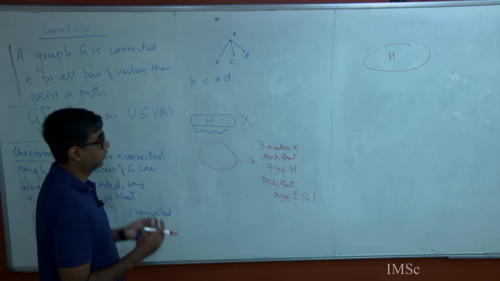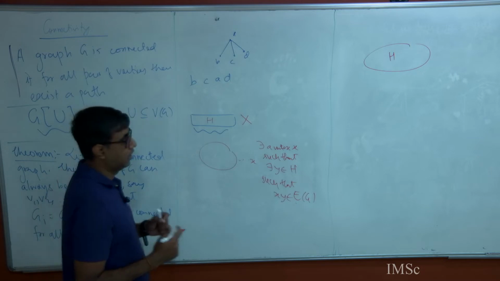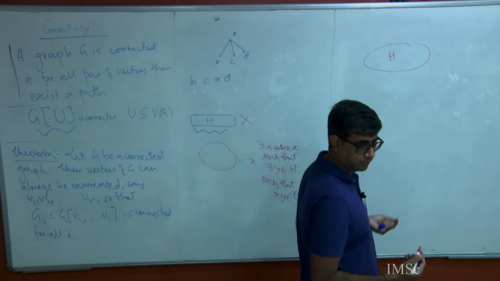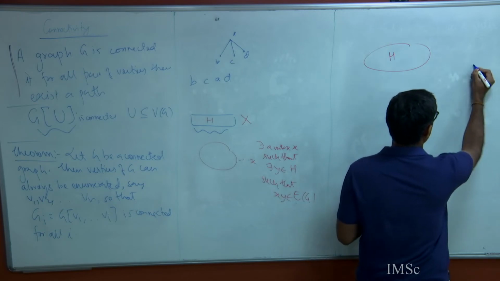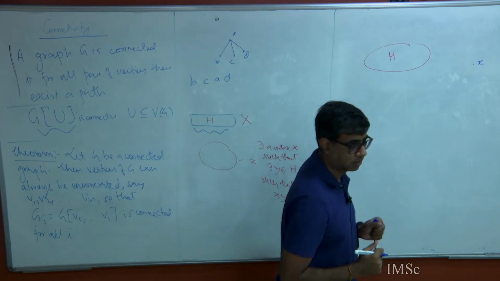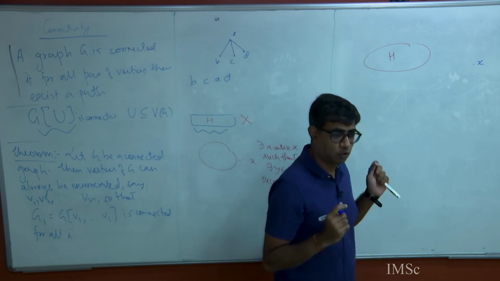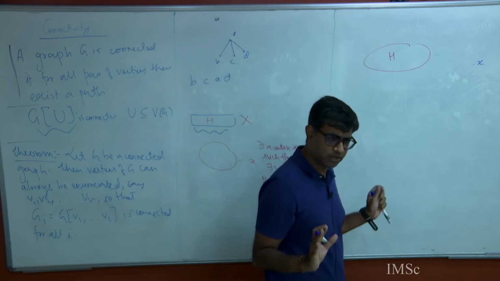Okay, so now there is an edge. And suppose this is not the whole of the vertex set. It means there does exist a vertex which is outside. This is guaranteed to me. Now, what do I know? The whole graph was connected. This much I know.